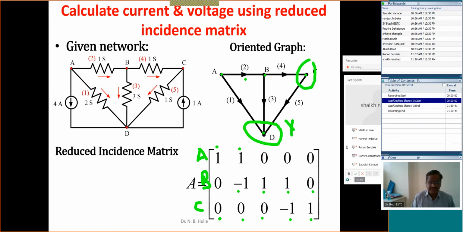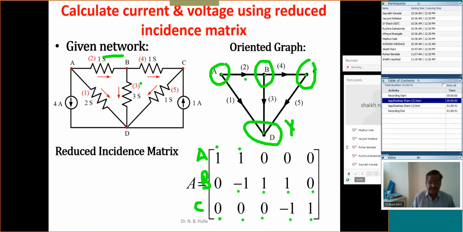You can choose this node as a reference node, or we can select this node as a reference node and only delete that row related to that reference node. To begin with, I have taken this as a reference node. That's why I have not prepared the row related to that particular node.